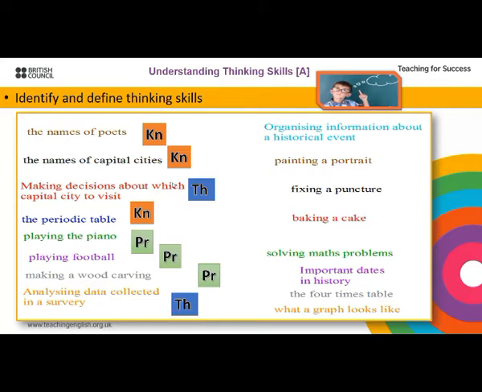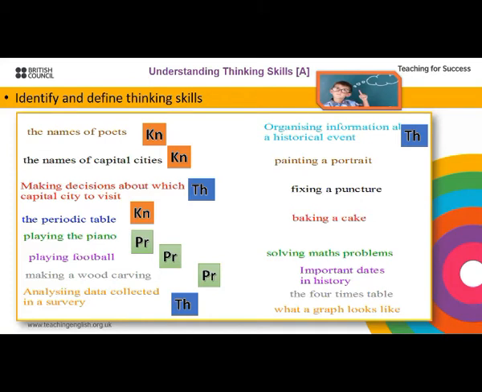Organizing information about historical knowledge. Knowledge or thinking? Thinking. Yes, thinking skills. Okay, another one. Painting a portrait. Yes.